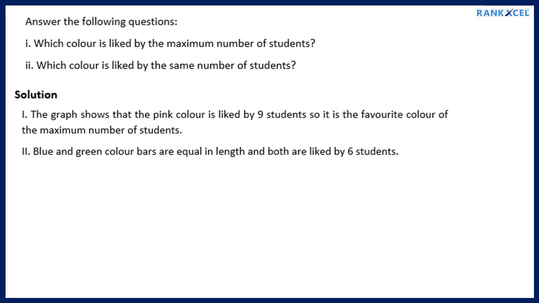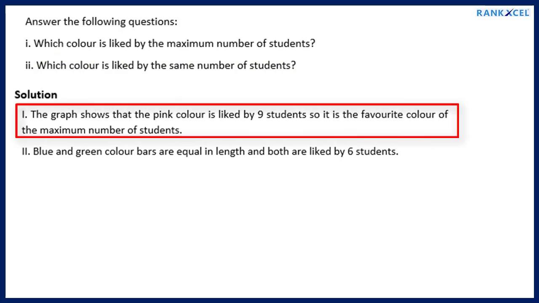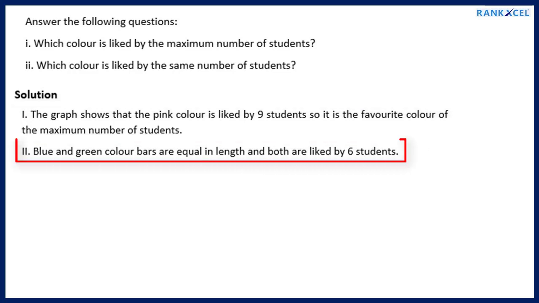Solution. The graph shows that the pink color is liked by 9 students, so it is the favorite color of the maximum number of students. Blue and green color bars are equal in length and both are liked by 6 students.